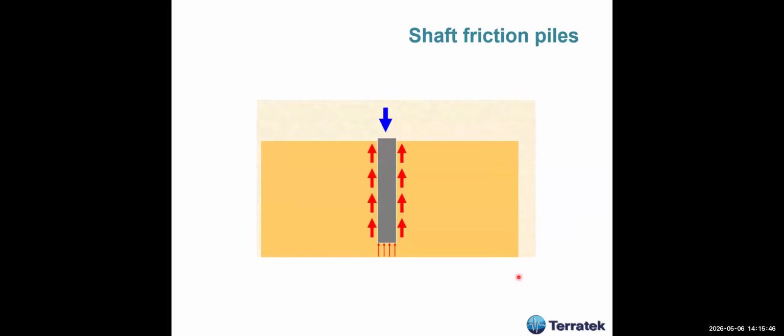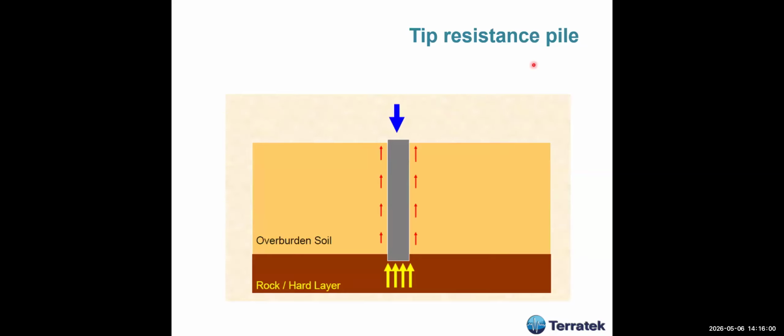So we have to divide the types of piles between shaft friction piles, those that take a lot of friction along the shaft, so they are known as shaft friction piles, and of course end bearing piles. If the tip reaches a very hard stratum, it can take a lot of tip resistance. So this is a tip resistant pile. We have to classify piles according to this.